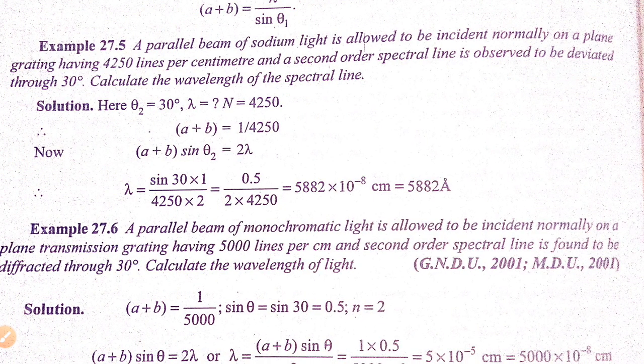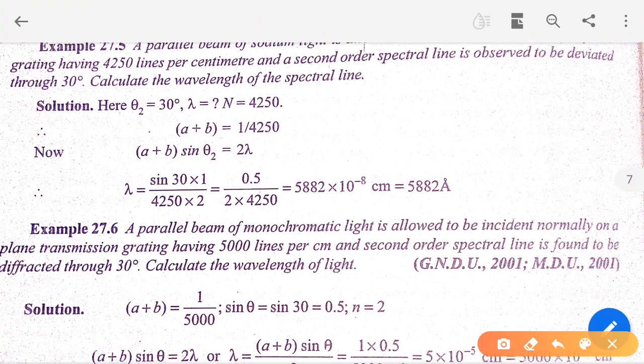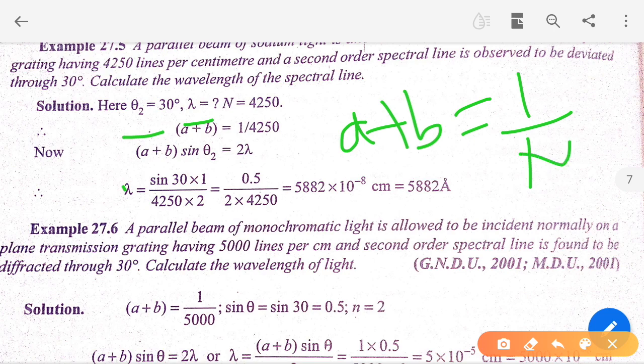Calculate the wavelength of the spectral line. So given is theta for the second order is 30 degree, lambda 2 is to be found out, and n is 4250. Here a plus b is not given, so a plus b can be given by 1 by n, hence a plus b equals 1 by 4250.